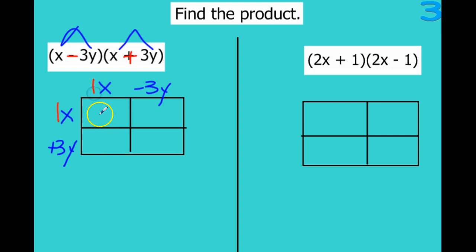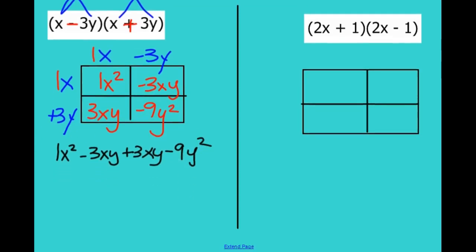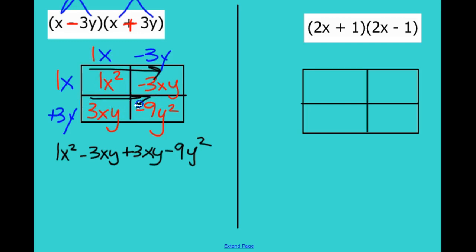So 1x times 1x gives me still 1 times 1 is 1, but x times x is x to the power of 2. Then I have 1 times negative 3 is negative 3, but I have an x and a y. And then same thing here, 3 times 1 is 3, x and a y. And then last, 3 times negative 3 is negative 9, and there's 2 y's, or y squared. So if you happen to write this all out, we would write 1x squared minus 3xy plus 3xy minus 9y squared. I just wrote out all 4 terms. I went across and across.